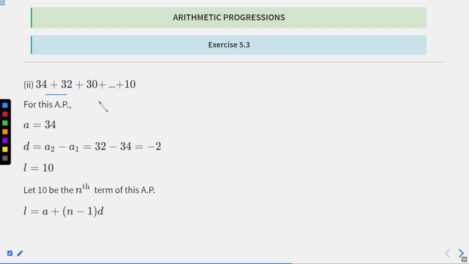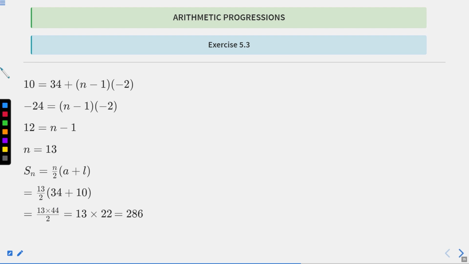Okay, now in the second one we have been given this AP: 34 plus 32 plus 30 plus dot dot dot plus 10. So for this AP, the first term a is 34, the common difference d is a2 minus a1, this is equal to 32 minus 34, that is equal to minus 2. And the last term l is equal to 10, and let 10 be the nth term of this AP, and here l is equal to a plus (n minus 1) times the common difference d. Okay, and here 10 is equal to 34 plus (n minus 1) times minus 2, and if we simplify it, then you'll get 12 is equal to n minus 1, that implies n is equal to 13.